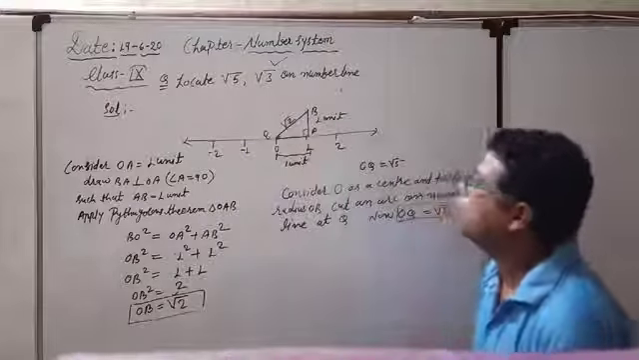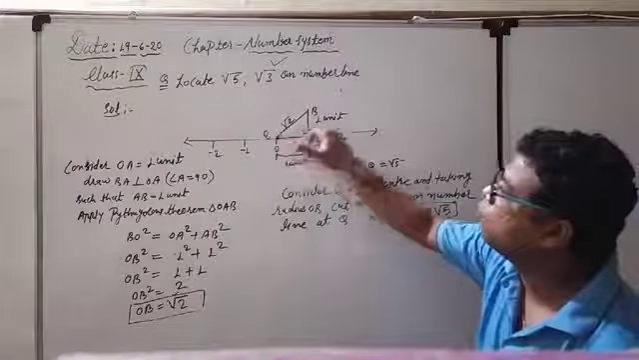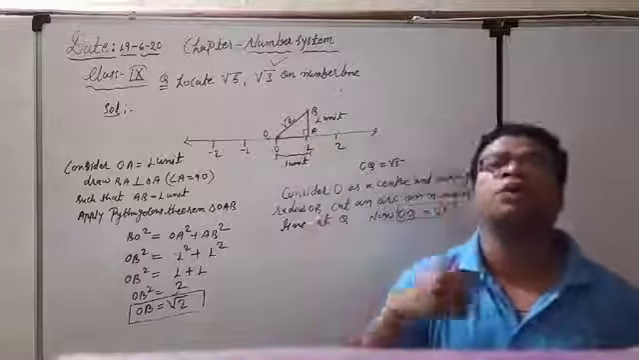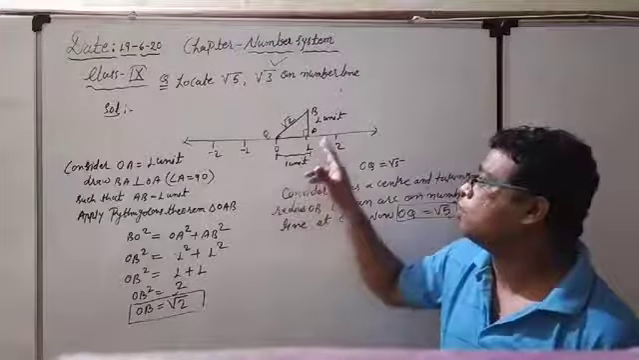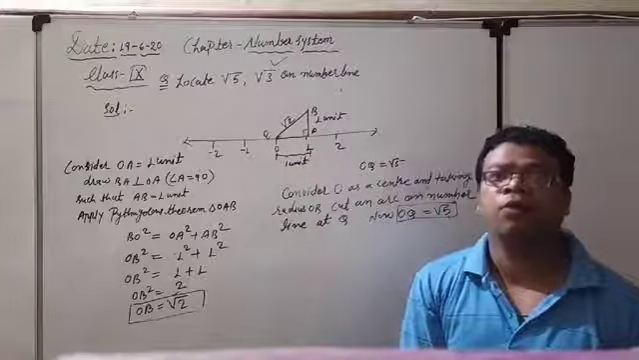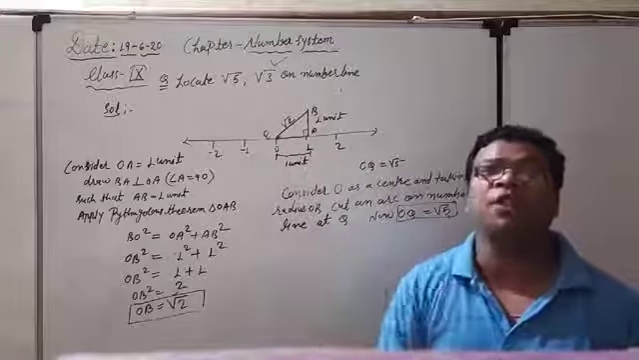Till now I have reached OB equal to root 2. Right now you will think that we have to draw root 3 and this is root 2. अब आप सोचेंगे root 2 तो draw कर सकते हैं, but we have to reach till root 3.